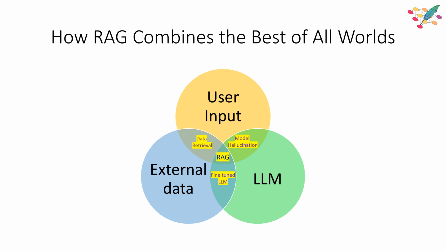Now, when we combine the LLM with external data, we are looking at a fine-tuned LLM. This improves the model's knowledge over time, but it still doesn't dynamically retrieve the latest information. It's limited by the data it's fine-tuned on.